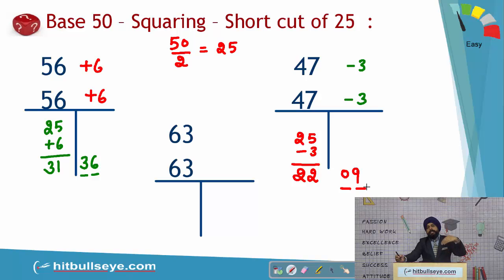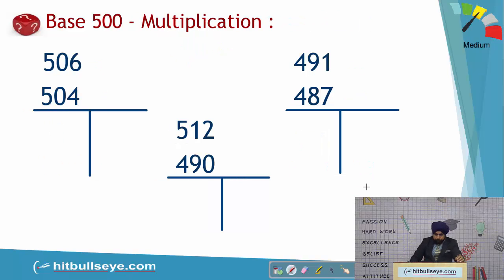That is, if the number is more or less than 50, you add or subtract the difference respectively straight away from 25. Let's move further. Let's take 500 base for multiplication, students. Now we know 500 is half of 1000. And 1000 has 3 zeros. So let's solve the questions here.